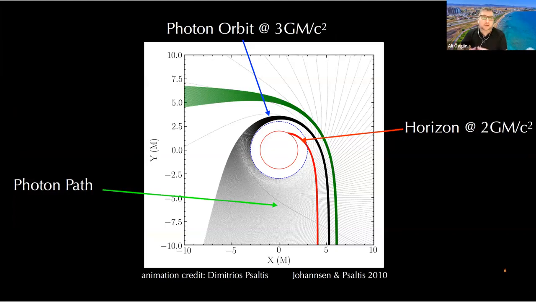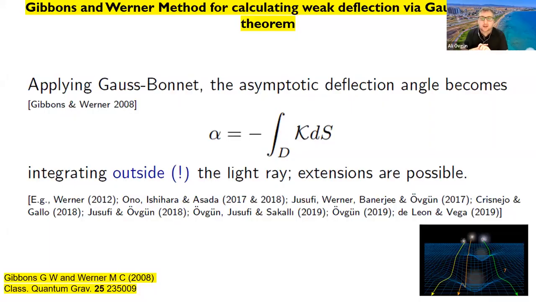For this purpose, for studying the deflection angle and weak deflection angle, we use the Gibbons and Werner method. Gibbons and Werner present another approach to gravitational lensing theory, which emphasizes global properties. Specifically, they consider the astrophysically relevant weak deflection limit, not in the impulse approximation, but treat the light ray as a spatial geodesic of the optical metric, and use the Gauss-Bonnet theorem, which is well known by mathematicians.